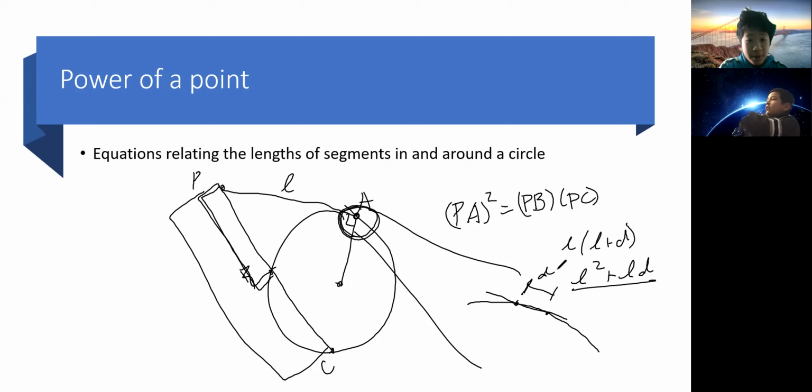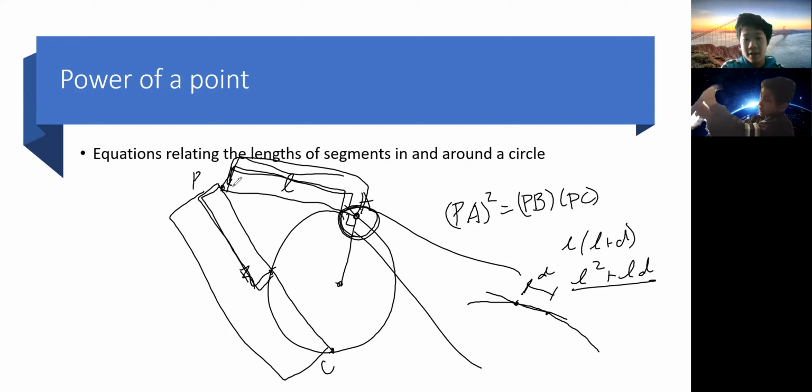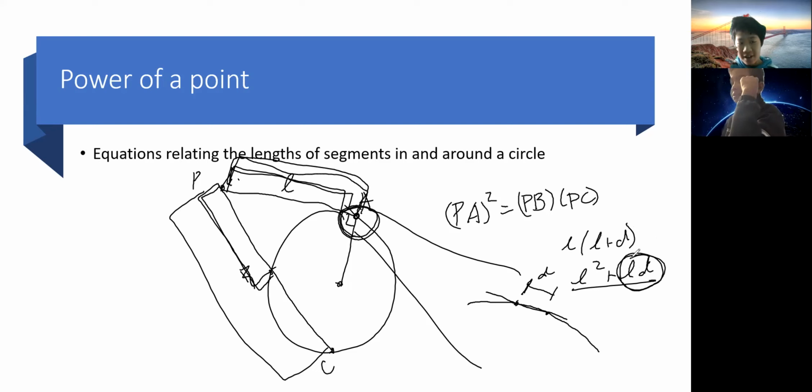If we take the secant formula, we're taking this length times the whole thing. I'm taking just L and I multiply by L plus D, and I get L squared plus LD, but LD is so small. If I pretend it's a tangent, if it's almost a perfect tangent, the D is extremely, extremely small. We can basically say it's 0. So this term goes away. All we have left is L squared.